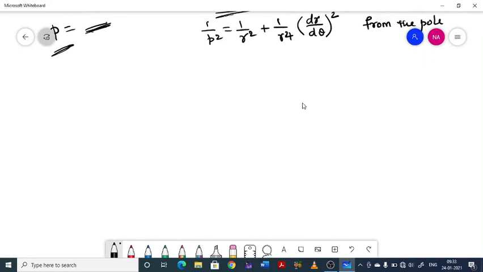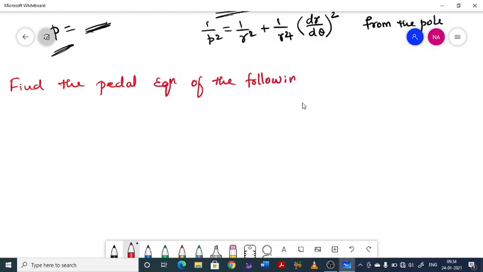Find the Pedal equation of the following curves. I think one problem we can discuss. Find the Pedal equation, or PR equation, as it may be asked. Find the Pedal equation of the following. A: 2a by r equal to 1 plus cos theta.